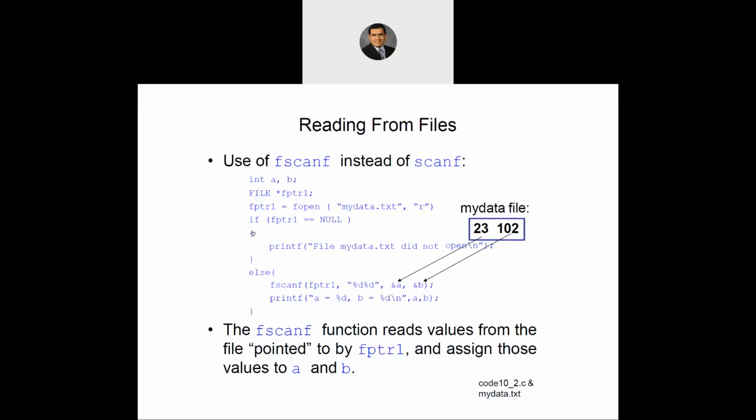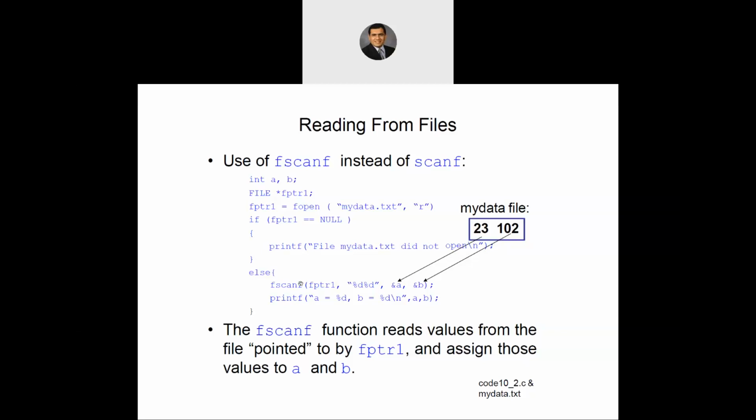Now, next I do the file pointer. I say, hey, if my fptr is null, show that file mydata.txt does not open. It cannot be null because the file is right over here. So it goes to else. And then it says, read from the file. Since you're associating fptr with mydata.txt, the file pointer will always start with the beginning of file.